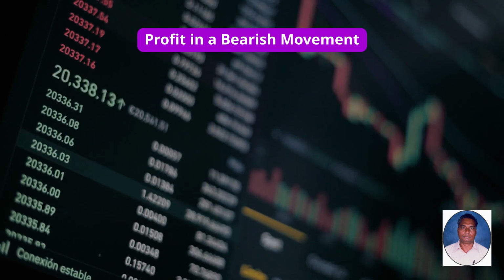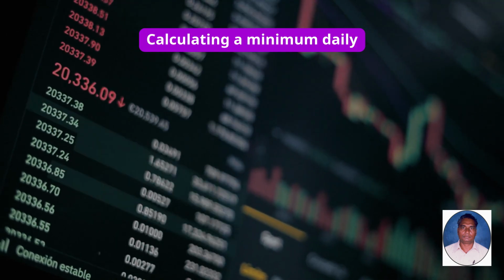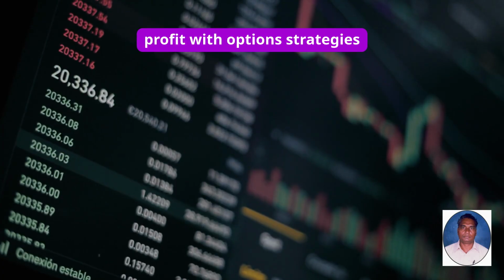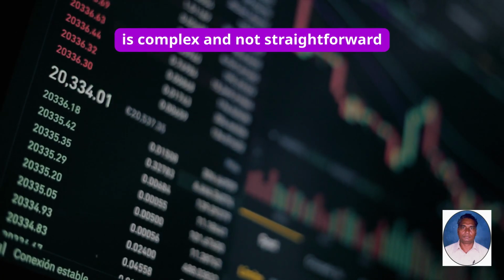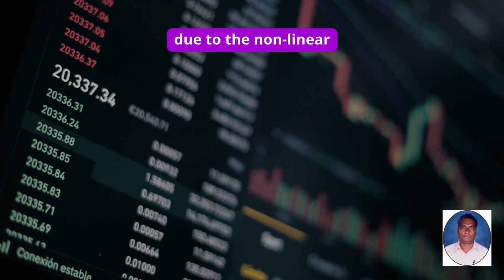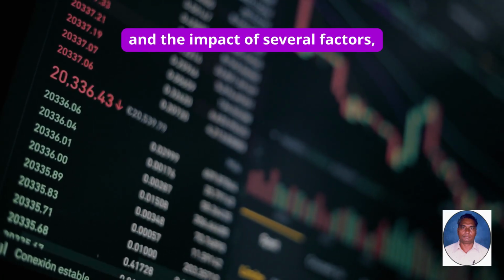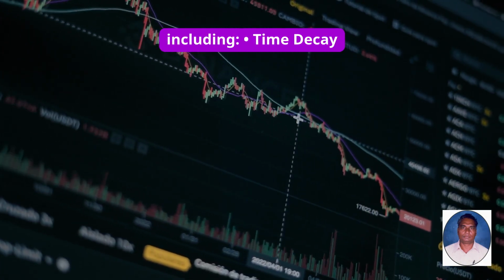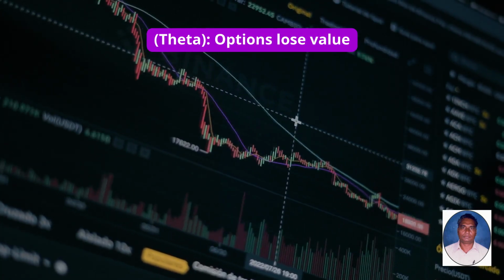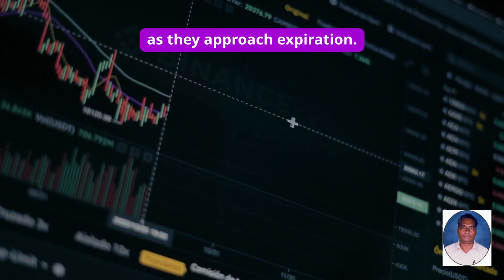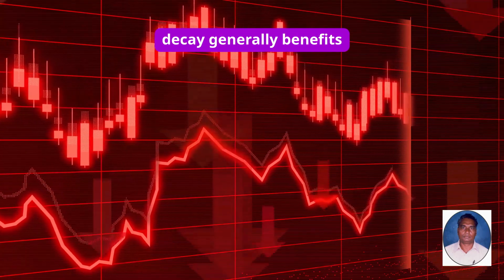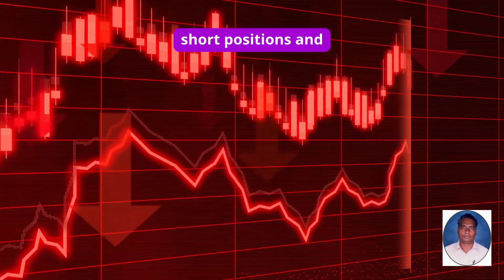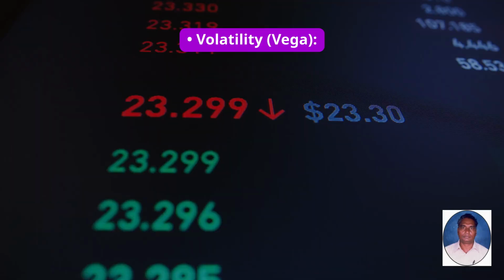Calculating minimum daily profit in a bearish movement. Calculating a minimum daily profit with option strategies is complex and not straightforward due to the non-linear nature of option prices and the impact of several factors, including time decay, theta. Options lose value as they approach expiration. For put options, this decay generally benefits short positions and hurts long positions.